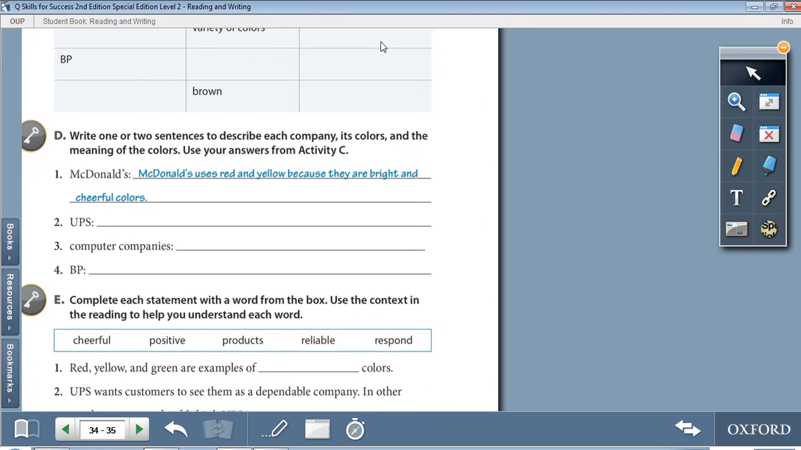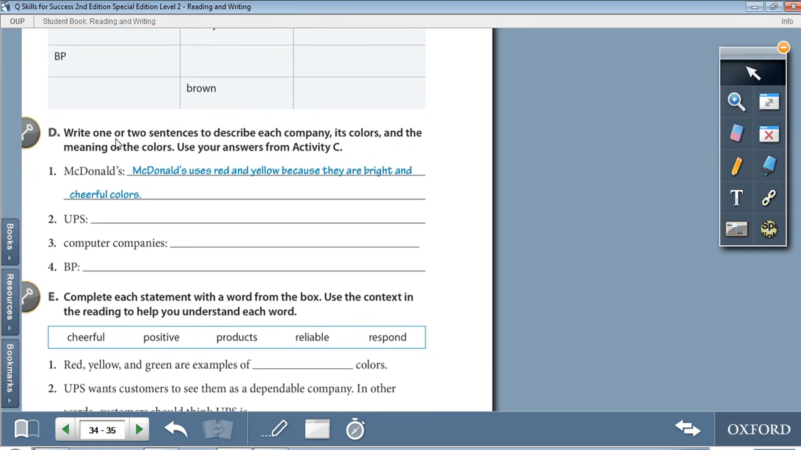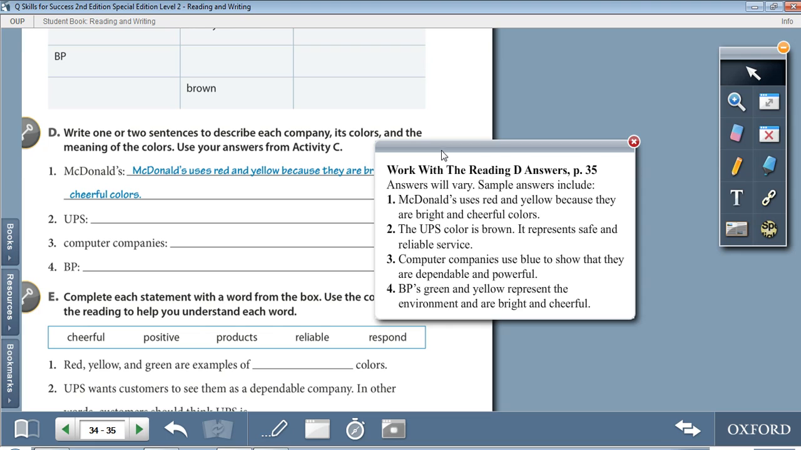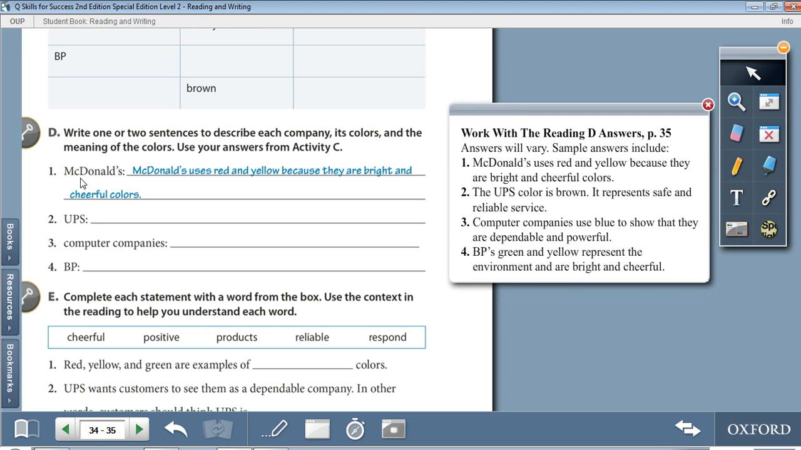Moving on to activity D, write 1 or 2 sentences to describe each company, its colors, and the meaning of the colors. Use your answers from activity C. Look at the example. McDonald's. McDonald's uses red and yellow because they are bright and cheerful colors. 2. The UPS color is brown. It represents safe and reliable service. 3. Computer companies use blue to show that they are dependable and powerful. 4. BP's green and yellow represents the environment and are bright and cheerful.